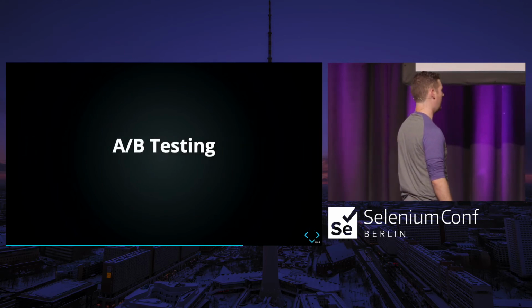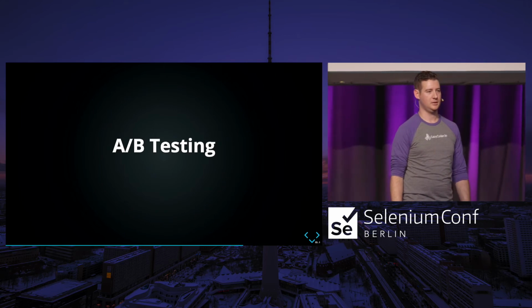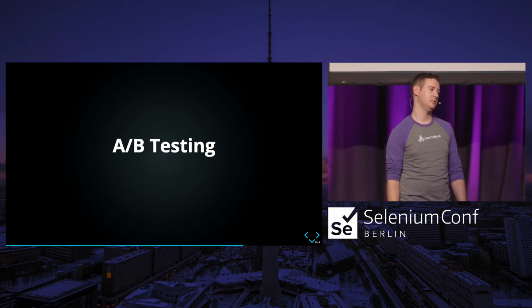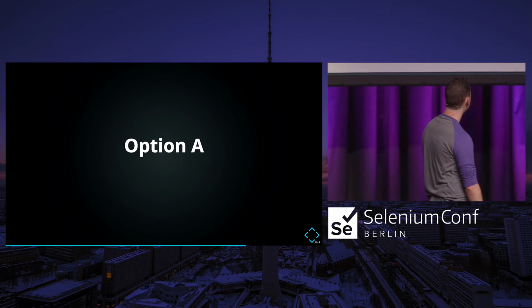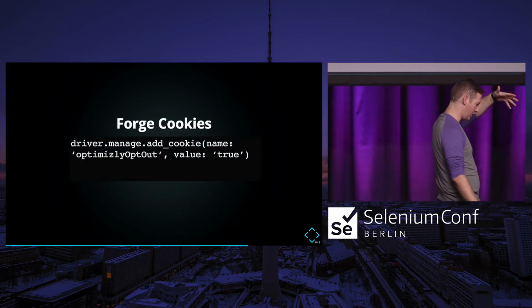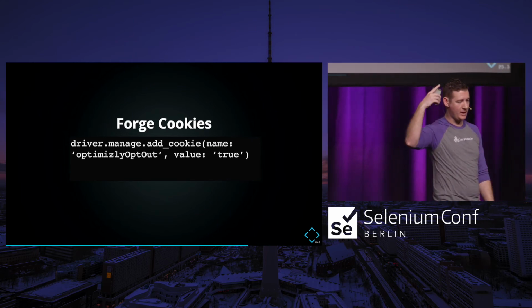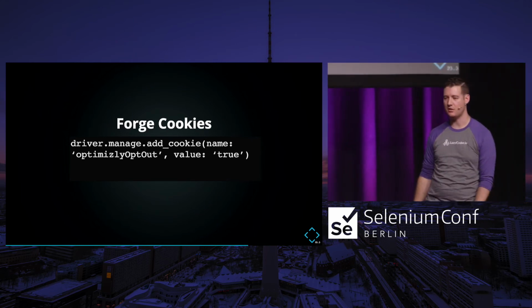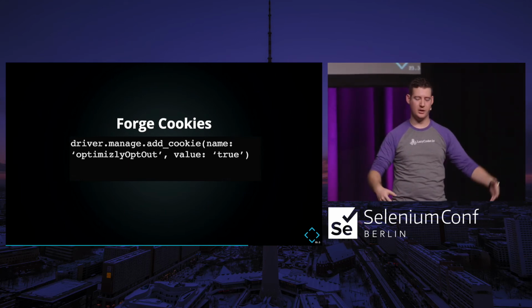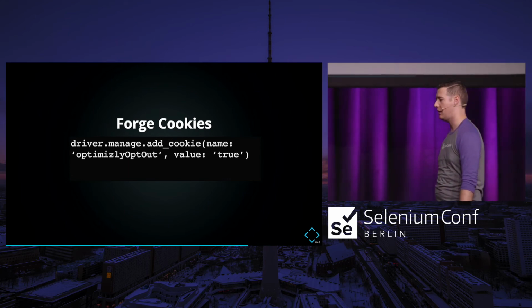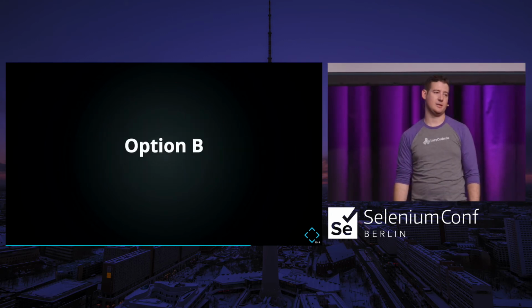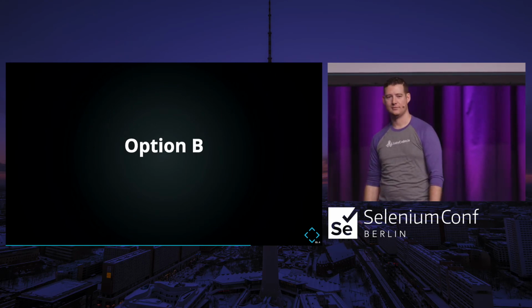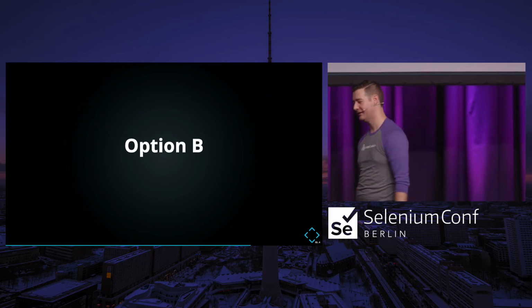A/B testing. Anybody ever done A/B testing? I'm sorry in advance. You want to know how to do it, though? Let's do it. Option A in A/B testing, because I like to pull jokes on you guys. You can forge the cookie on the WebDriver, driver.manage, add cookie, specify whatever cookie you need to switch between the control or the alternative page, so you can actually get whichever version you want. Option B in A/B testing, get it? Really? Really? That's okay.